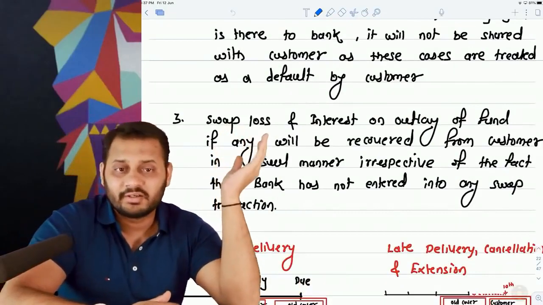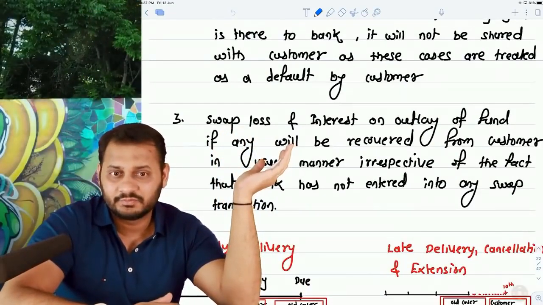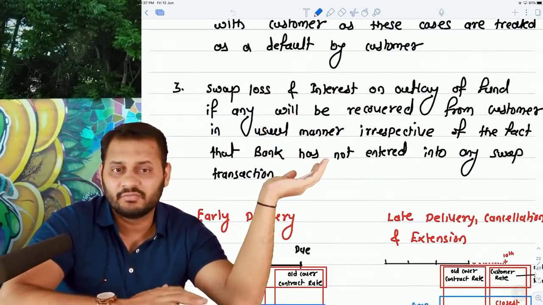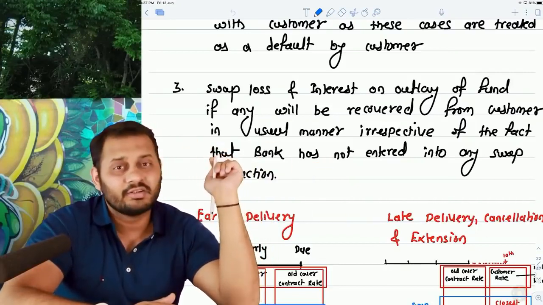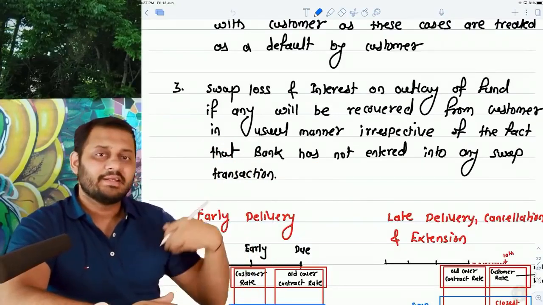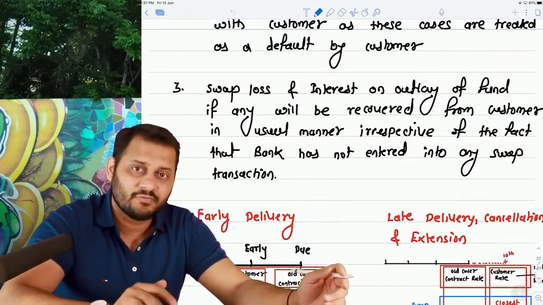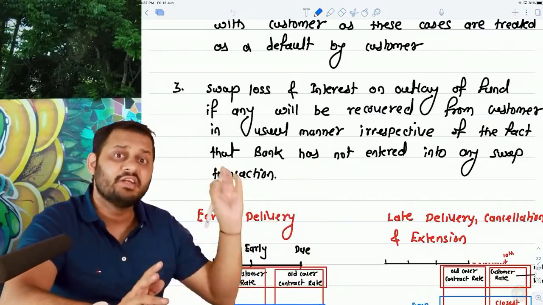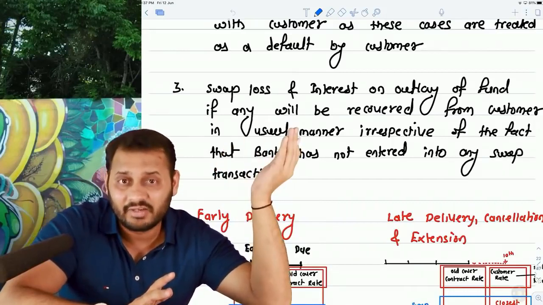Swap loss on interest on outlay of funds, if any, will be recovered from the customer in the usual manner, irrespective of the fact that the bank has not entered into any swap transaction. This is the important thing. It doesn't matter if the bank is entering into a swap transaction or not, still the loss of swap will be recovered. We will assume that the bank has entered into a transaction even if it is not entering the swap transaction, and this is a guideline by FEDAI.